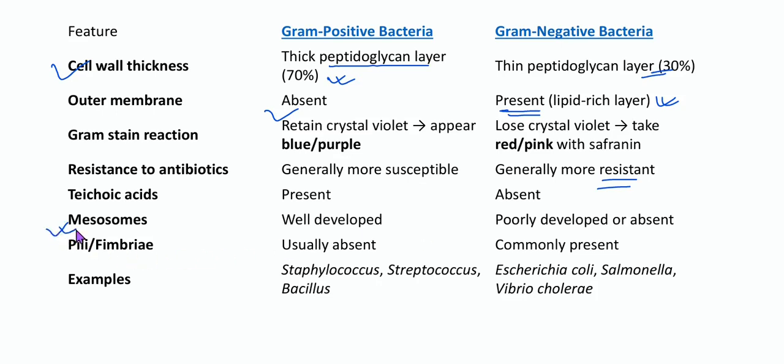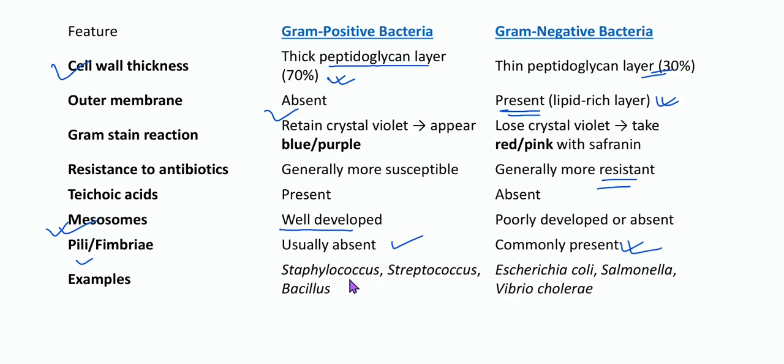Likewise, talking about the mesosome, it is well developed in gram-positive bacteria, and in gram-negative bacteria it is poorly developed or absent. Likewise, talking about the presence of pili, it is usually absent in gram-positive bacteria, so they commonly lack sexual reproduction, and in gram-negative bacteria it is commonly present, and thus sexual reproduction is also common in gram-negative bacteria.